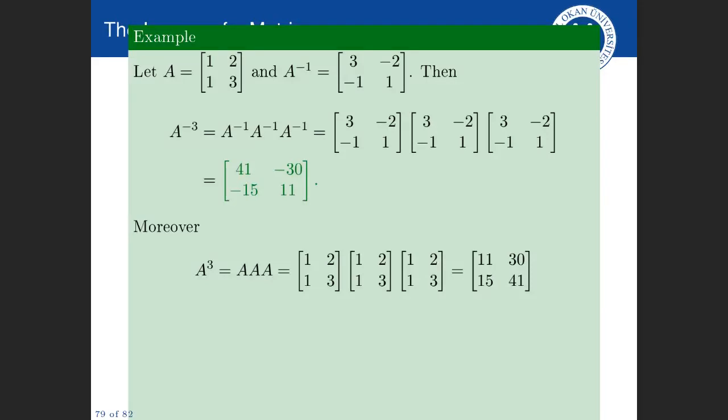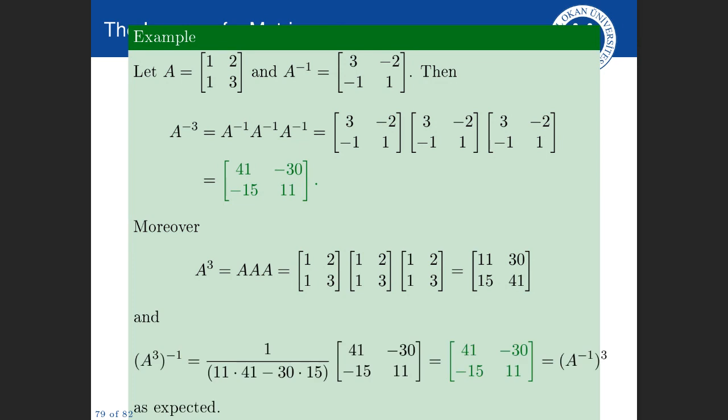Moreover, A cubed, A to the power 3, which is A multiplied by A multiplied by A, is 11, 30, 15, 41. And the inverse of that matrix, using our formula, 1 divided by its determinant, 11 multiplied by 41, minus 30 multiplied by 15, you can check is actually 1. We swap the 11 and the 41, and we put a minus sign on the others. So we get exactly this green matrix, which was A inverse cubed. Check this calculation for me.